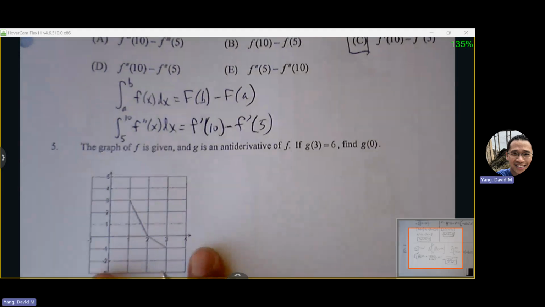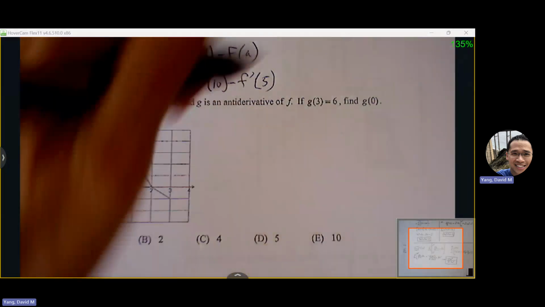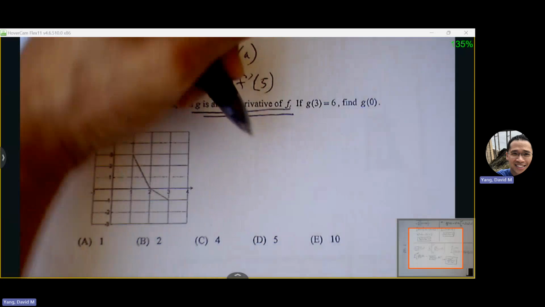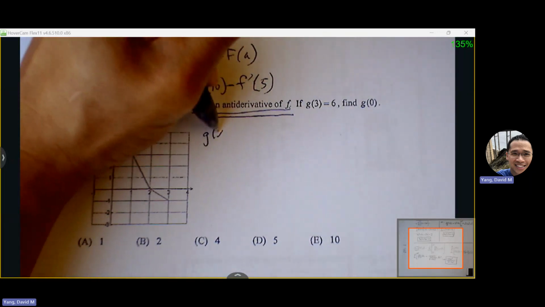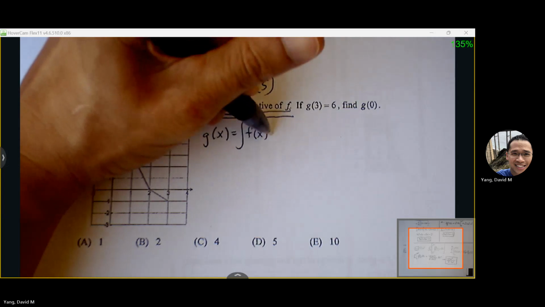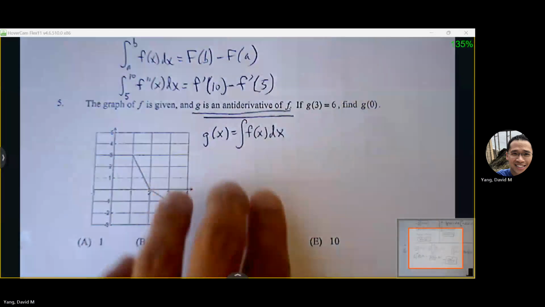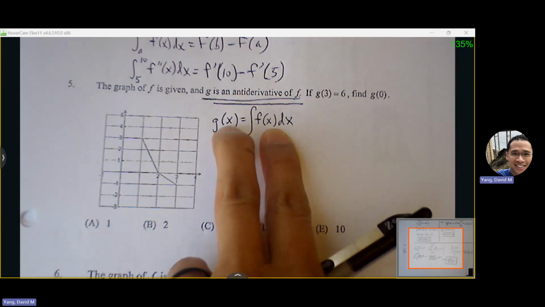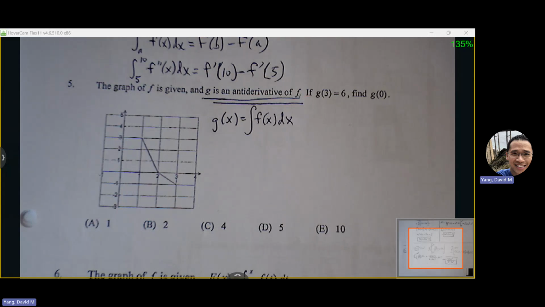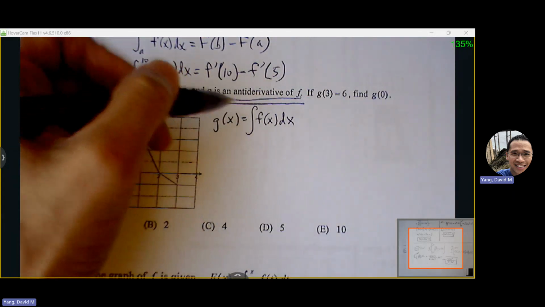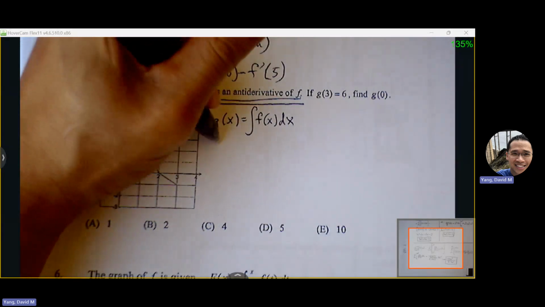All right, number five. The graph of f is given. G is the antiderivative of f. So let's write out what that looks like. G is the antiderivative of f. That means the relationship between G and f is staggered, right? G and f are not at the same level. If I find the derivative of both sides, I think we can see the relationship more clearly. So G becomes G prime.